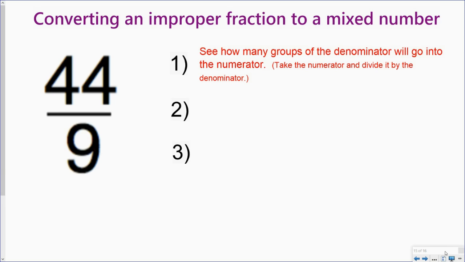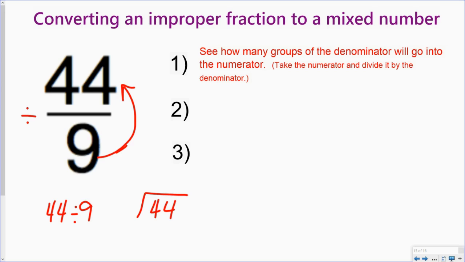So I'm going to take the denominator of 9 and see how many times it will fit into the numerator of 44. I'm going to think of this fraction line as a division problem. So I can take 44 and divide it by 9. When I do that, I can get four groups of 9 out of 44 because 4 times 9 is 36. So I will subtract 36, and that gives me 8 left over.